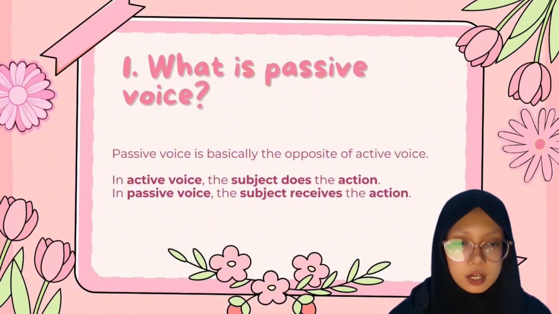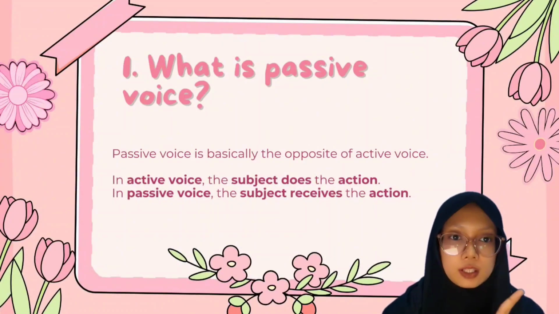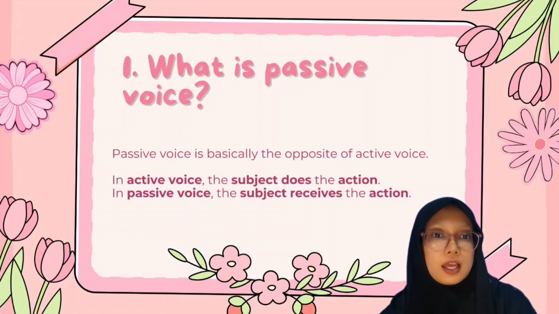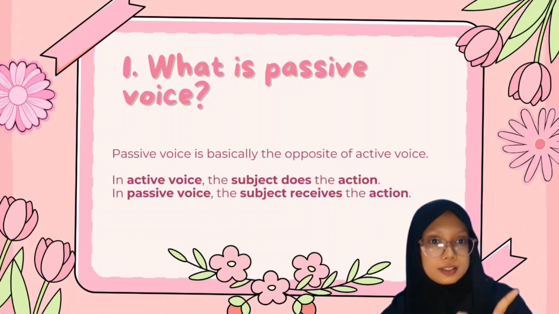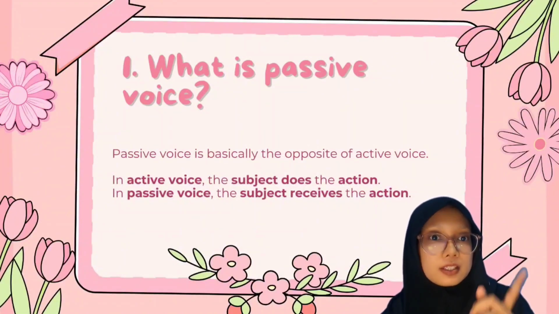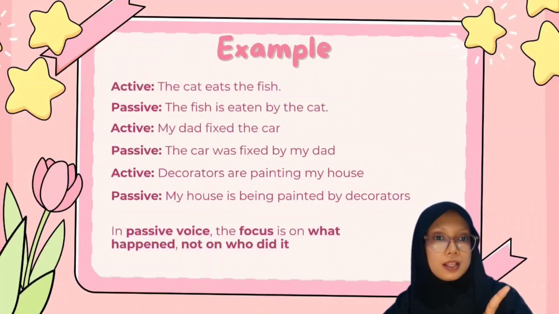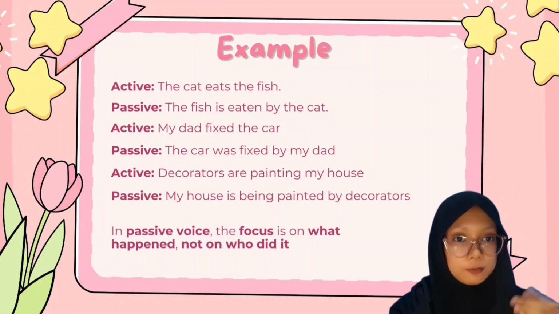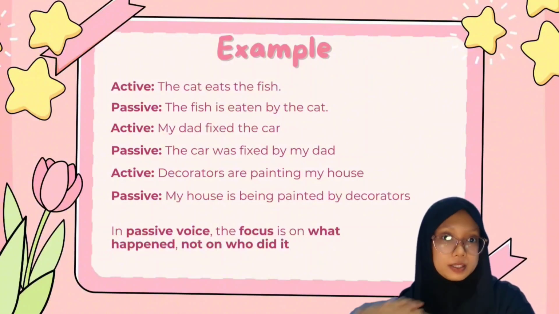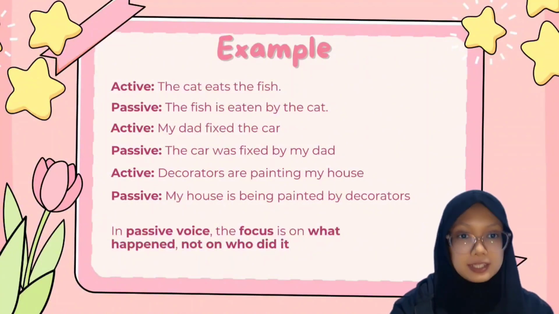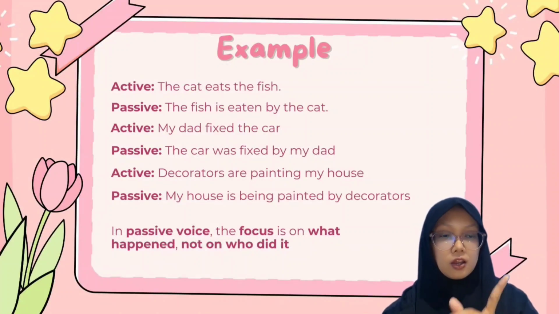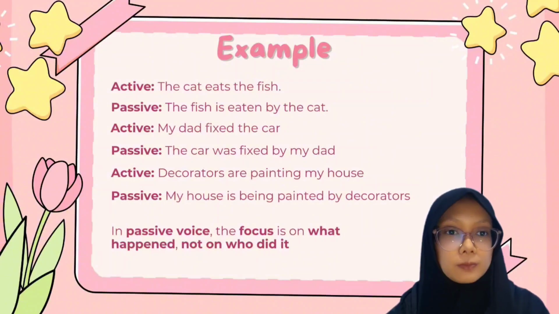Okay, let's start with what is a passive voice. Basically, passive voice is opposite from the active voice. In active voice, the subject does the action, but in the passive voice, the subject receives the action. For example, the cat eats the fish. That is an active voice. But in the passive voice, the fish is eaten by the cat. Do you get it? Okay, for another example.